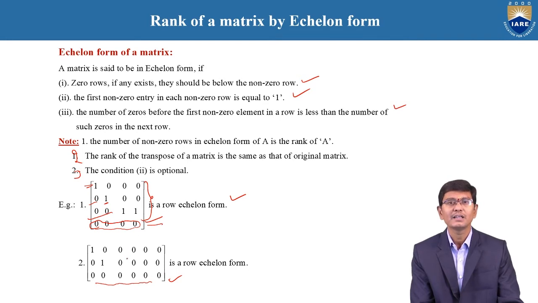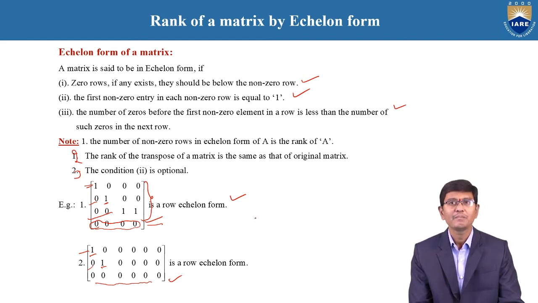And again, for the remaining first row and second row, before the non-zero number, there are no zeros in the first, and before the non-zero number in the second, there is one zero. Therefore, the third condition is also clearly satisfied. That is, before the non-zero number, the zeros are in increasing order. Therefore, based upon these two examples, it is a clear concept of the echelon form of a matrix.